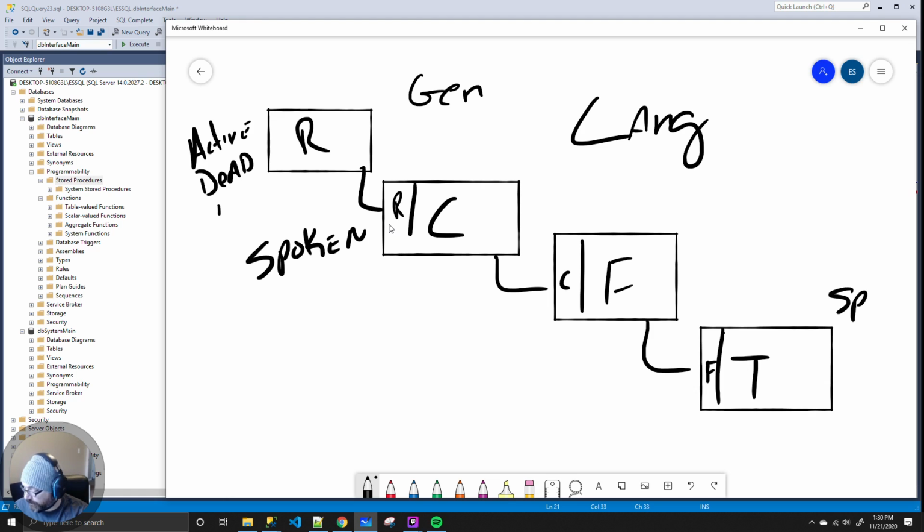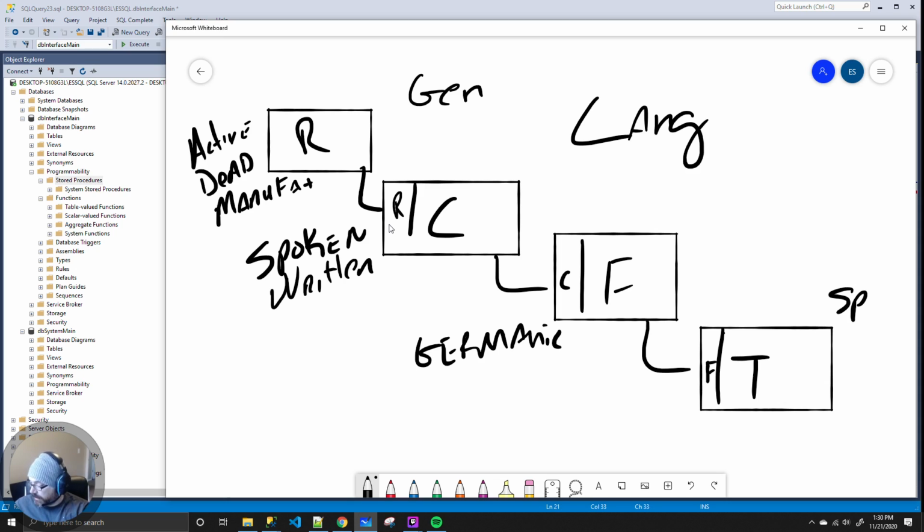Is it spoken? Is it written? Is it manufactured? What family is it? Is it Germanic? The type is English. Type is German. So we have the structure of generic realms to specific types.